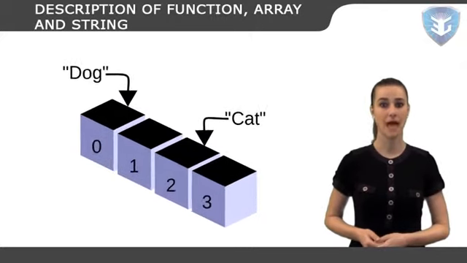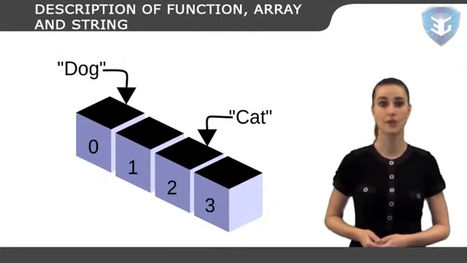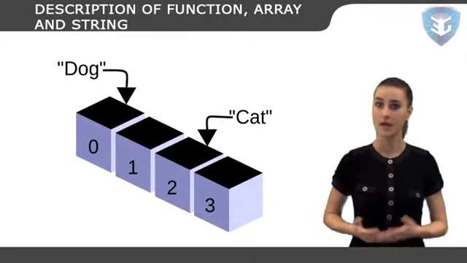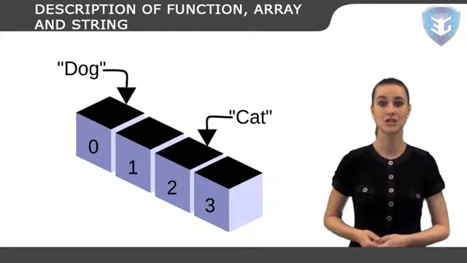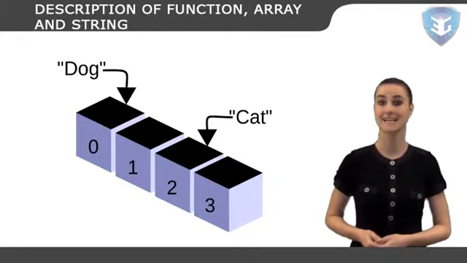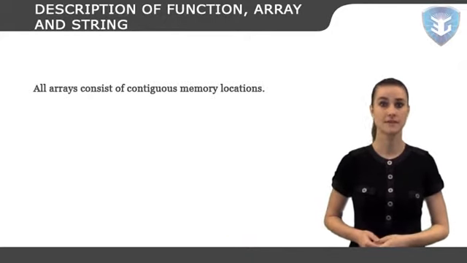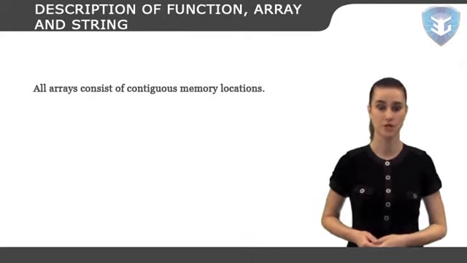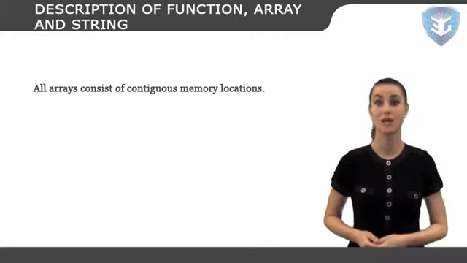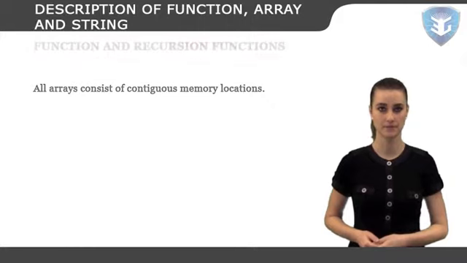The C programming language provides a data structure called the array, which can store a fixed-size sequential collection of elements of the same type. An array is used to store a collection of data, but it is often more useful to think of an array as a collection of variables of the same type. All arrays consist of contiguous memory locations. The lowest address corresponds to the first element and the highest address to the last element.